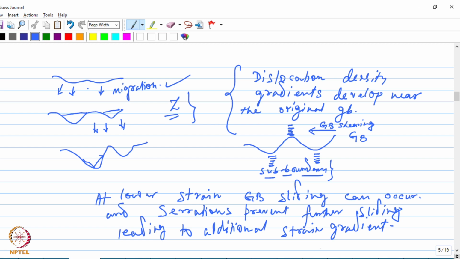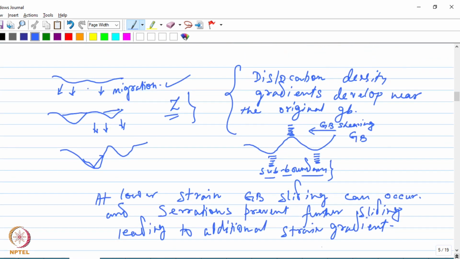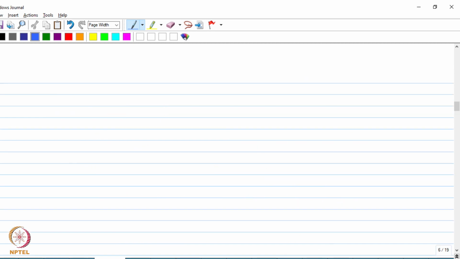That can be represented with a diagram like this. If we call this the first stage, then the second stage will be this, that is, development of additional strain gradient due to the prevention of the grain boundary sliding by the serrations. So we can call that stage 2, and it can be represented by a diagram like this.